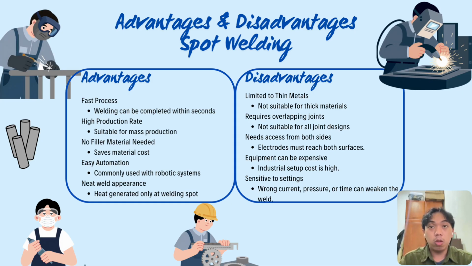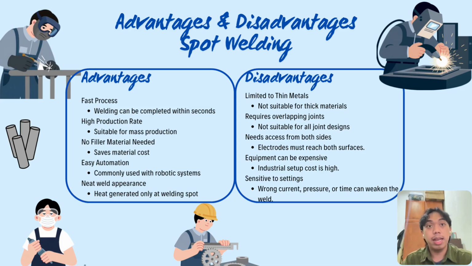In industries such as automotive manufacturing, spot welding is often done by machines or robotic arms, and this helps produce many welds quickly and consistently. And another advantage is that the weld is usually neat. The weld marks are small and circular, so the surface does not have a large weld bead like some other welding methods. However, spot welding also has its own disadvantages.